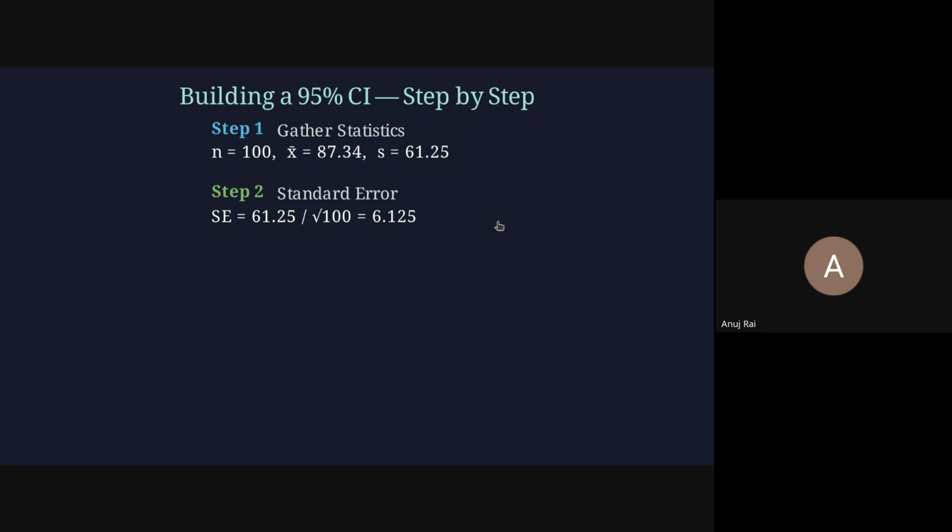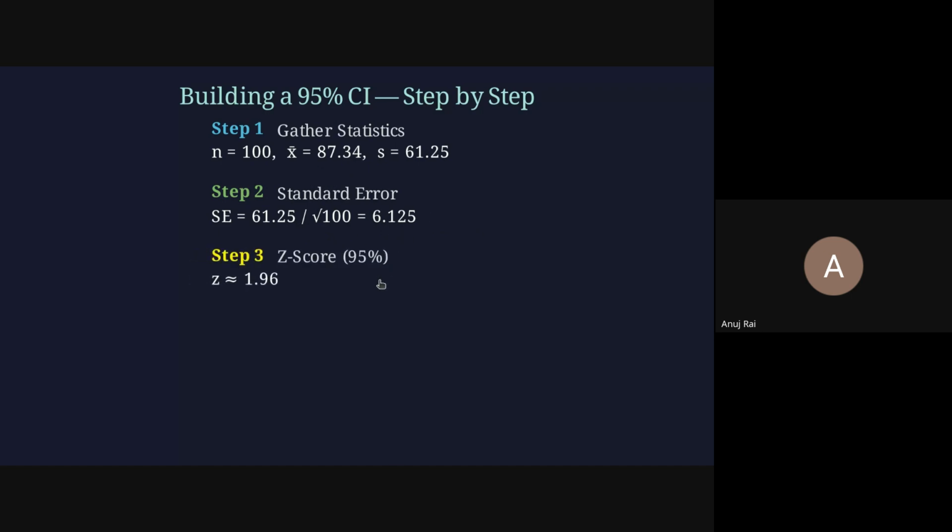So step one, gather the statistics for n equals 100. You get the sample mean as 87, and standard deviation as 61.25. Then you get the standard error, that is the standard deviation divided by the square root of the number of samples.